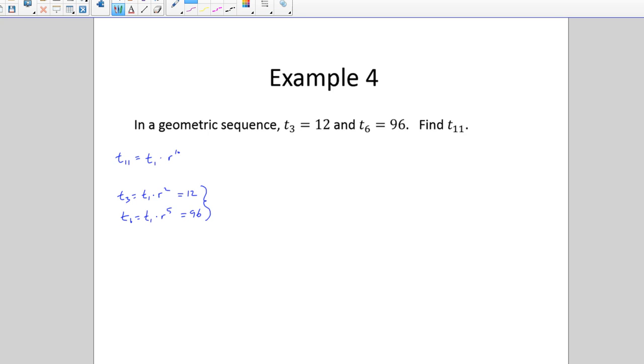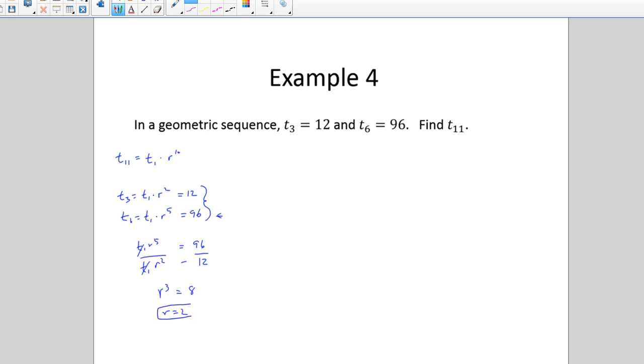There's a little bit of ingenuity here to solve that. What I'm actually going to do is divide one equation by the other. So I'm going to take the bottom equation, t1 r to the 5th equals 96, and divide it by the top equation, t1 r squared equals 12. A lot of times in substitution you add, but here I'm going to divide, and what's nice is a lot of things cancel out. The t1s cancel out. We get r cubed equals 8, and r is going to be 2.